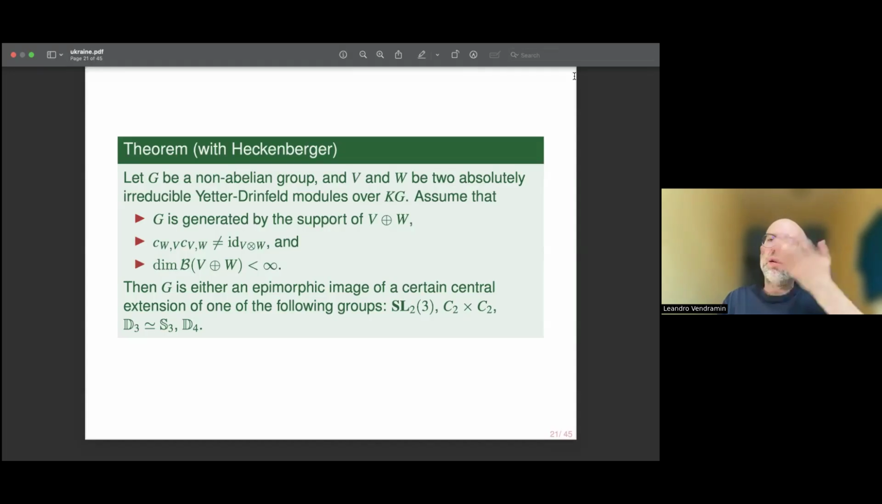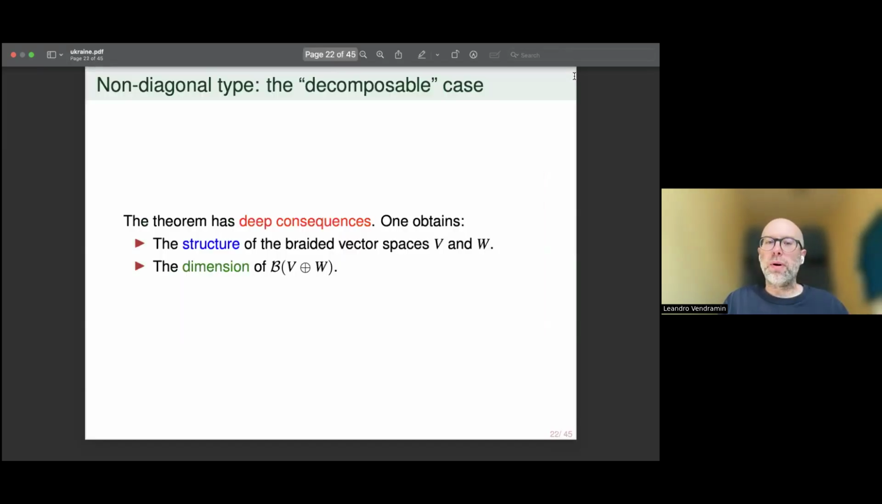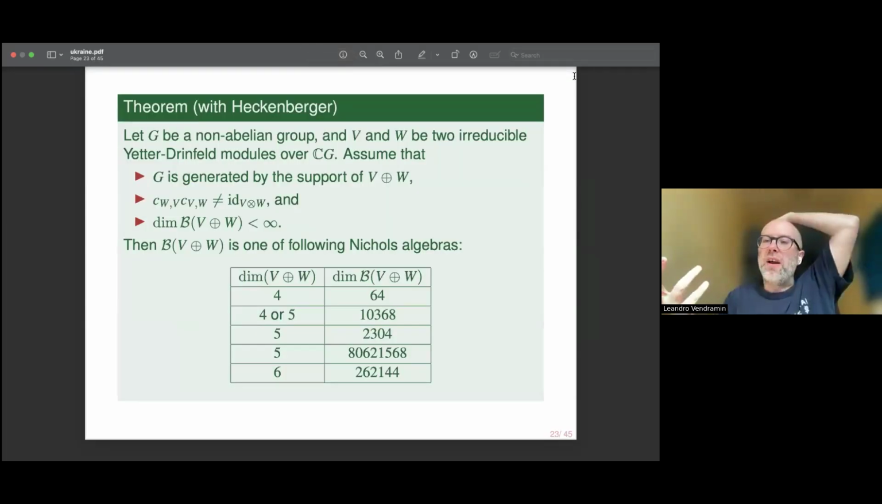And with this, you can solve somehow all the problem, right? So for example, you can get a very precise description of the structure of V and W, and you can also get the dimension of the Nichols algebra of V plus W. So how does it look? Well, just to simplify a bit, let me tell you what happens in the case of the complex numbers. You have a non-abelian group again, and then you have two irreducible Yetter-Drinfeld modules over the complex group algebra of G. Again, you consider the same assumptions. So G is generated by the support of your module, the square of the braiding is not the identity, and the Nichols algebra is finite dimensional.